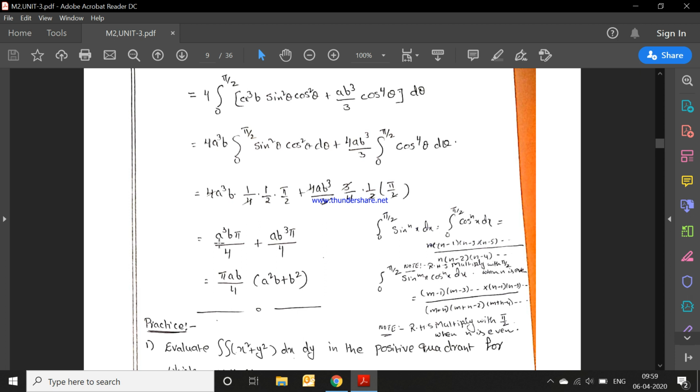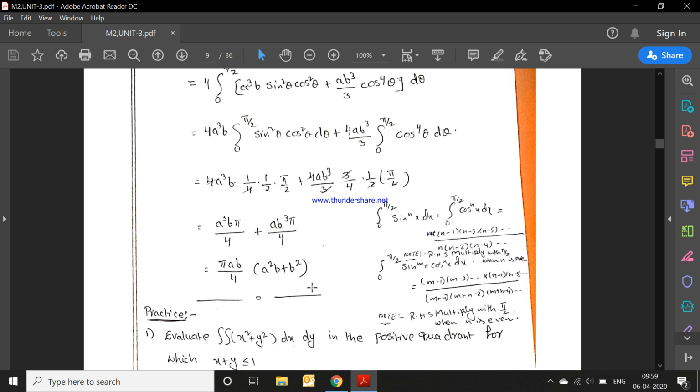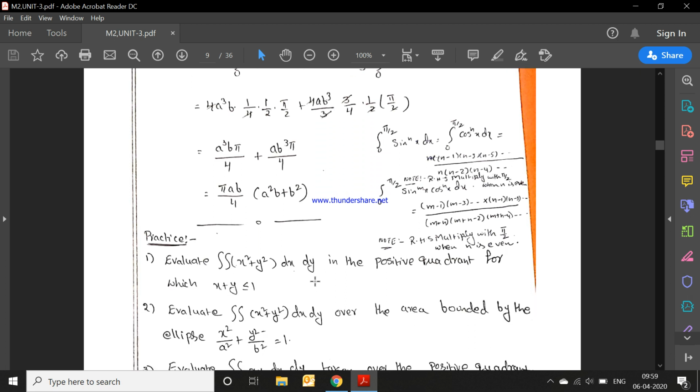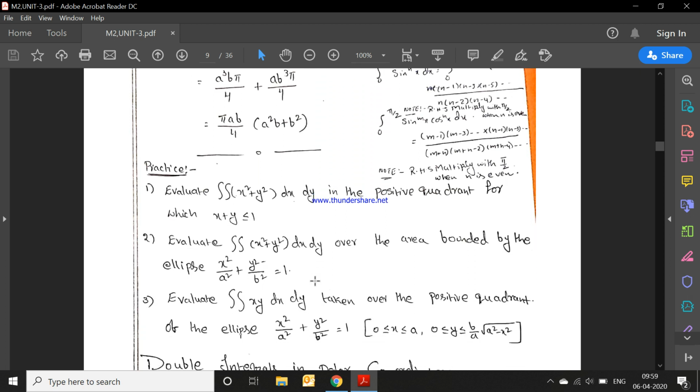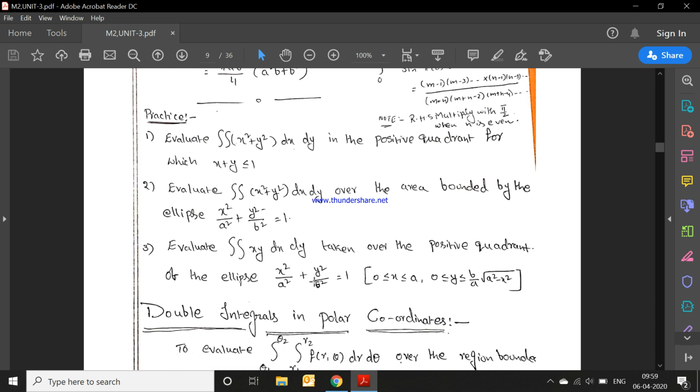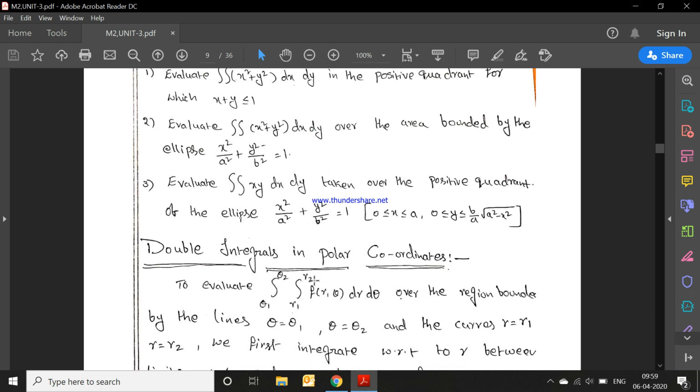Here we are taking the common ab by ab pi by 4. So here a square is the remaining part plus here b square. So pi ab by 4 into (a square plus b square). Cancel this b, it's a mistake. a square plus b square. So now these are the practice sums. You should practice them. I will check the practice notes.